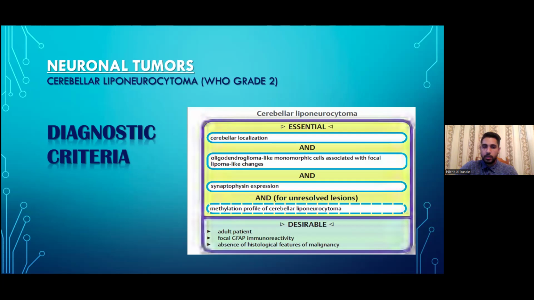synaptophysin expression as well, and for unresolved lesions, methylation profile of cerebellar liponeurocytoma. What may be desirable in these types of tumors found in adult patients is focal GFAP immunoreactivity and the absence of histological features of malignancy.